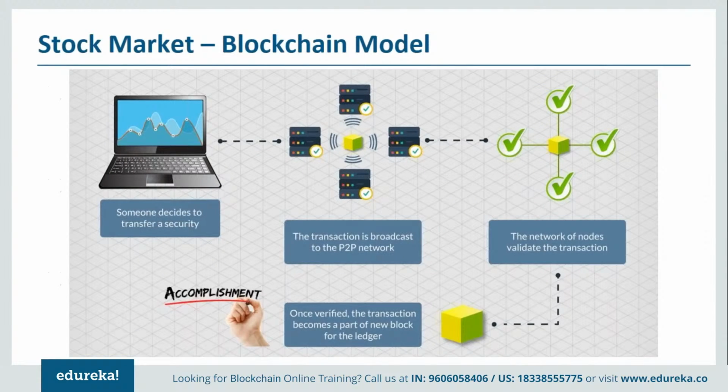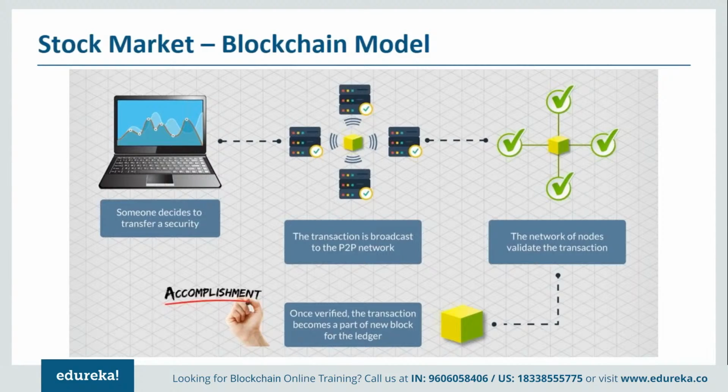Now let's say someone wants to transfer a certain amount of stocks from their account to someone else, or they want to sell it. Then it gets broadcasted across the network, wherein the network of nodes, these could be regulators, validate these transactions. Finally, once they have identified this transaction to be valid, they'll add it to a block and increase the blockchain's length. Now this block could have just one transaction or even multiple transactions depending on its capacity. So I hope you guys are clear here.